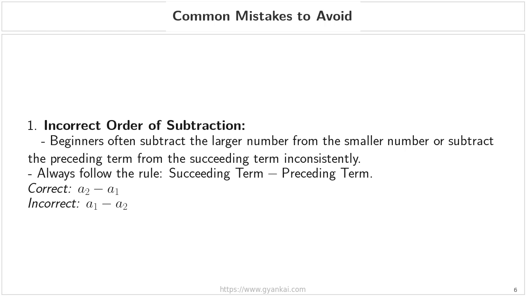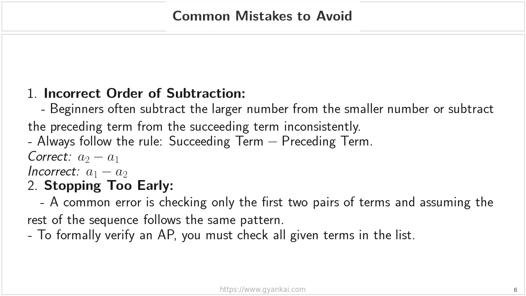For instance, the correct way to write this is a sub 2 minus a sub 1. An incorrect approach would be a sub 1 minus a sub 2. If you flip this, you might end up with a negative difference when it should be positive, which will confuse your entire calculation. Second, watch out for stopping too early.